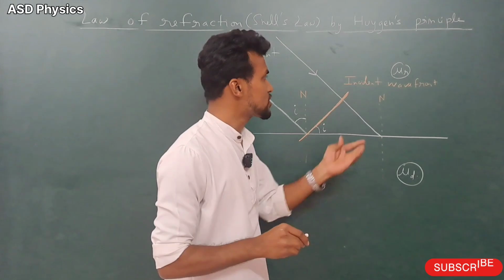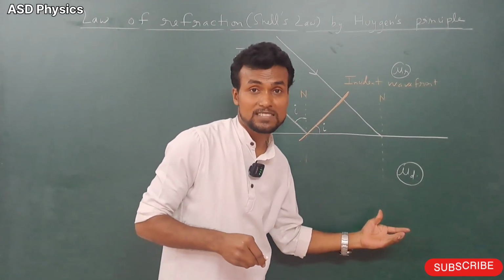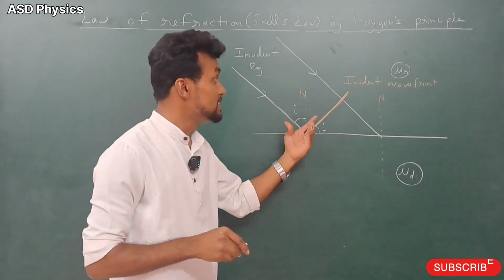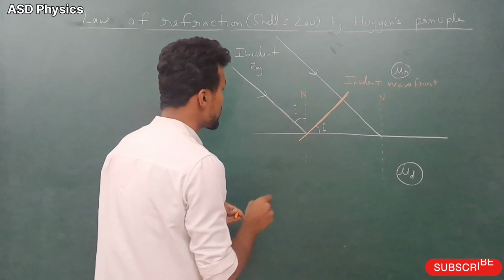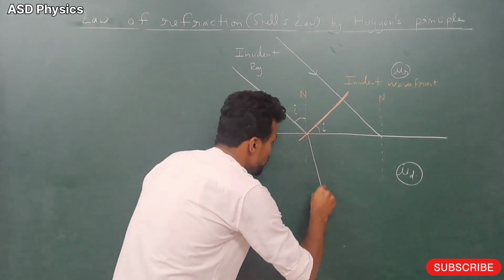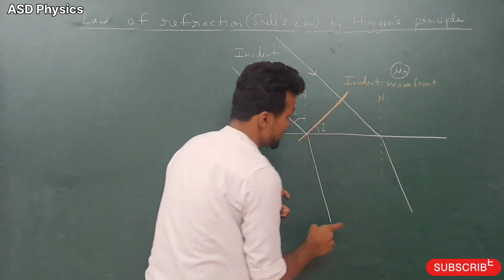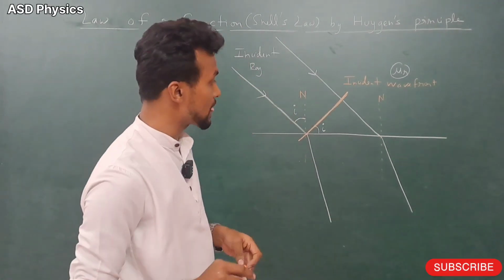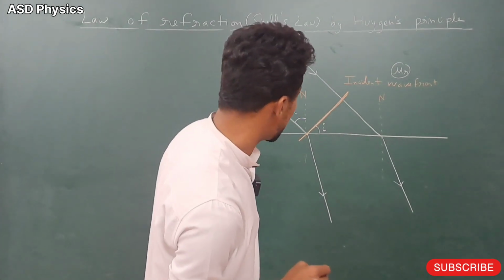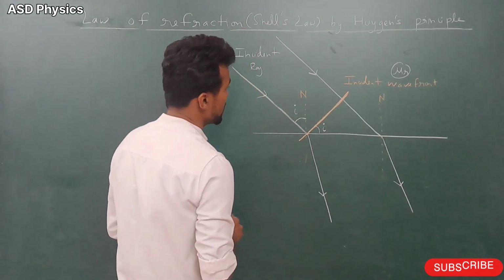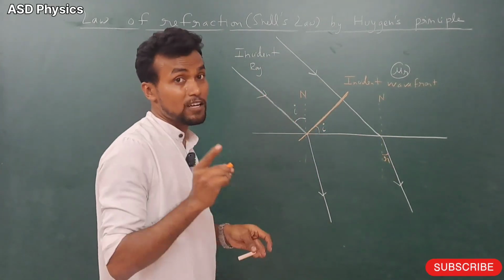Now the ray is traveling from which medium to which medium? From the rarer medium to the denser medium. Then what will happen? The incident ray will bend towards the normal. So now we draw it bending towards the normal. Here also, towards the normal. Again, this ray and this ray should be parallel to each other. This angle is r, the angle of refraction.